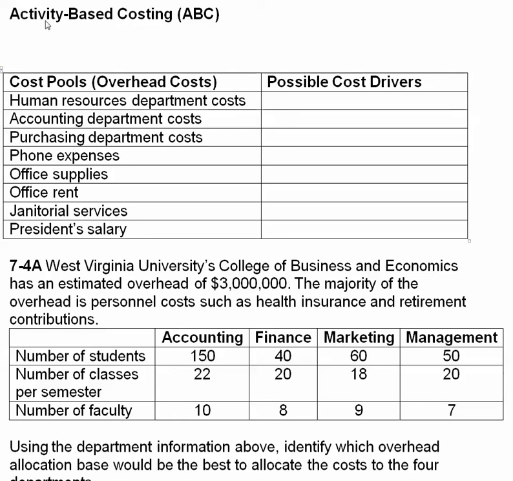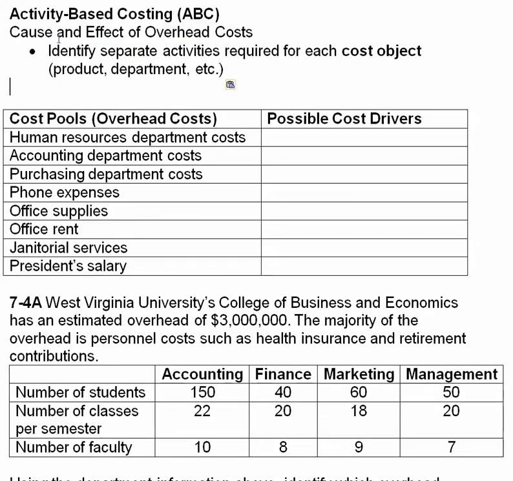This led to the management term activity-based costing, or ABC for short. The idea behind it is you figure out the cause and effect of overhead costs. They first identify the activities that each cost object entails. In other words, what kind of costs are needed in order to make the cost object. Not just the direct material and direct labor, but really look at how this cost object is causing overhead to occur.